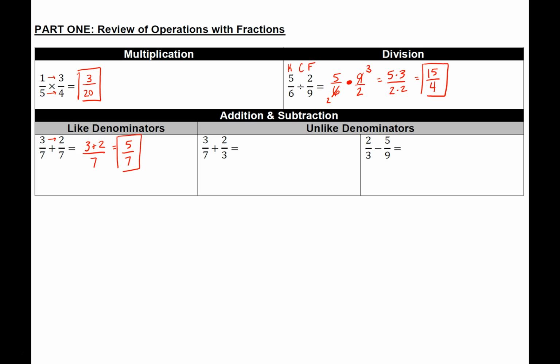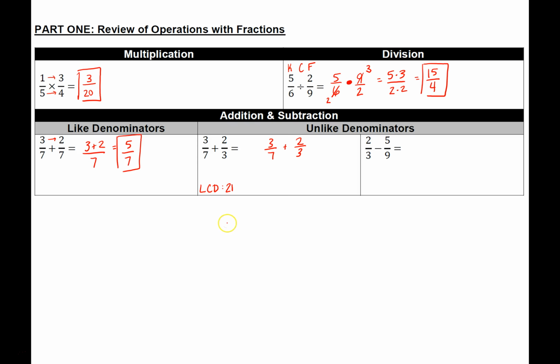Now, the second and third problems here have unlike denominators, and we need to get common denominators, or like denominators, before we go any further. So this first one, 7 and 3 don't have any factors within them that are common. So I'm going to multiply 7 times 3 together to get the LCD, the least common denominator, of 21. What I'm trying to do here is I want both of these denominators to be 21, because that's the smallest thing they have in common.